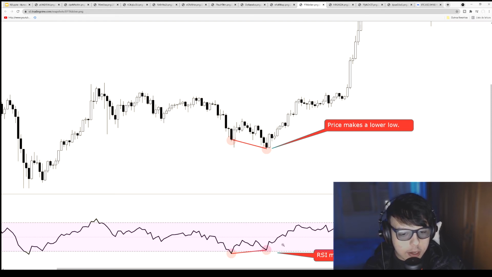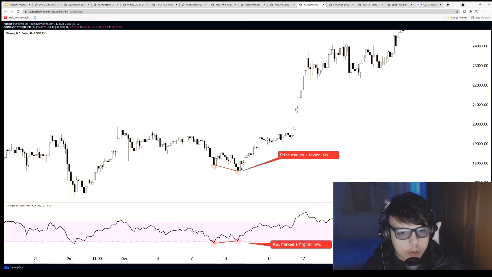So this is a contradiction between the RSI and the price. And while the price is going down, the RSI is showing strength on the buying pressure. And we continue up from here. So we have a bounce or a reversal, and we continue to the upside. Okay, so this is the first example of a bullish divergence happening on the price.